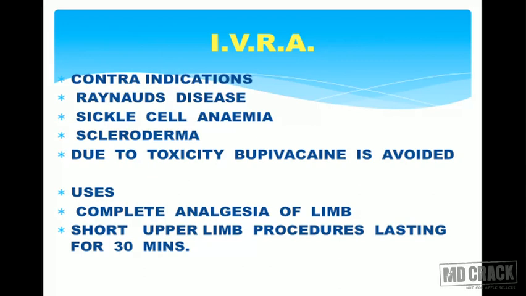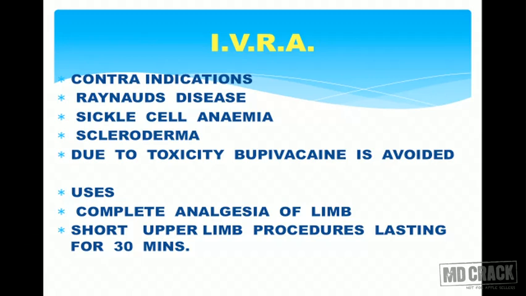Now, contraindications for IV regional anesthesia are Raynaud's disease and sickle cell anemia, for obvious reasons, because when you put the Esmarch bandage, the oxygen concentration of the blood decreases, and hence sickling can occur. So sickle cell anemia is a major contraindication. Raynaud's disease is one of the major contraindications. Scleroderma, because of the skin infections, and bupivacaine, due to its toxicity, has to be avoided. Hence, you should consider these contraindications for IV regional anesthesia: Raynaud's disease, sickle cell anemia, and scleroderma.